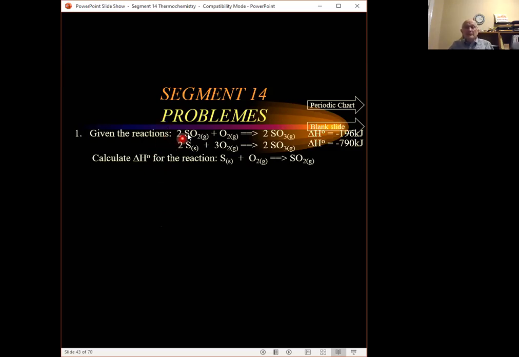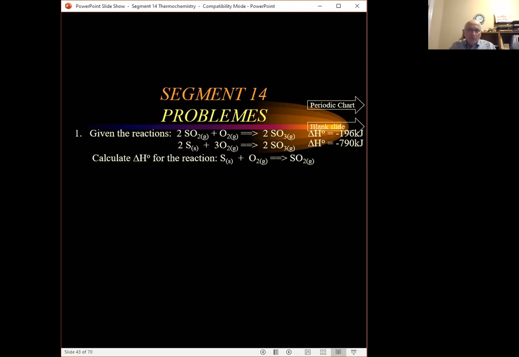Here's a reaction with SO2. It will burn in oxygen to make SO3. Sometimes it's a little hard to get the reaction going, but you can. If you do, it gives off 196 kilojoules, so the value is negative 196. If you take solid sulfur and burn it in oxygen, you can make SO3 in that direction. Now what we're going to do is combine those to get the heat of a different reaction. So this goes to the point that you don't have to measure every possible reaction. You only have to measure a few of them.